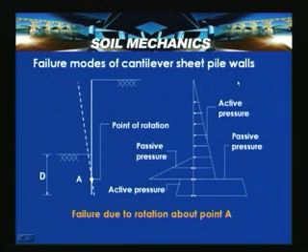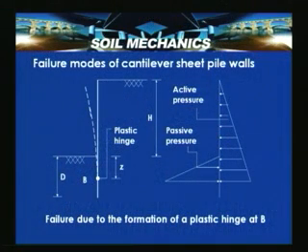In case there is a surcharge, then the additional pressure due to that surcharge will come into the picture with multiplication of Ka factor. So, this is the earth pressure diagram for this case, which is shown here. In this case the wall is subjected to rotation when a soil failure arises and a rotation is allowed. So, this is one of the types of failure modes of the cantilever sheet pile wall. Then the other failure, as I just discussed, is the formation of a plastic hinge at that point.